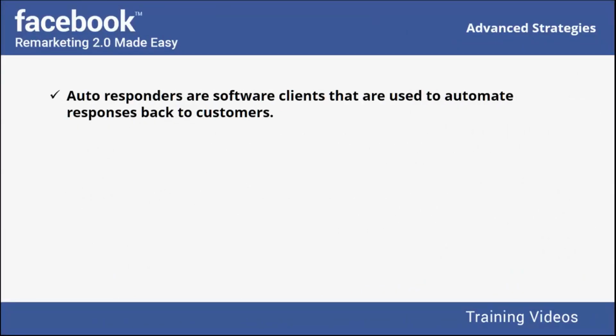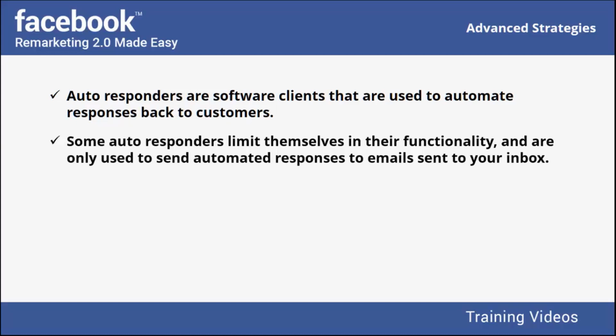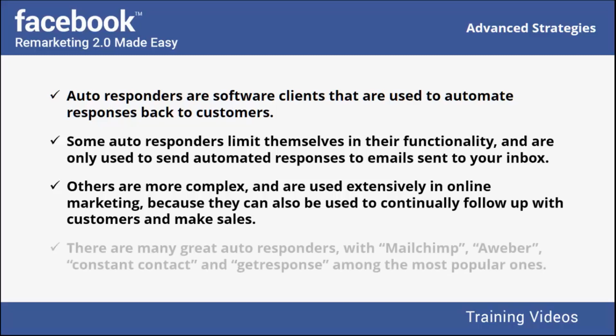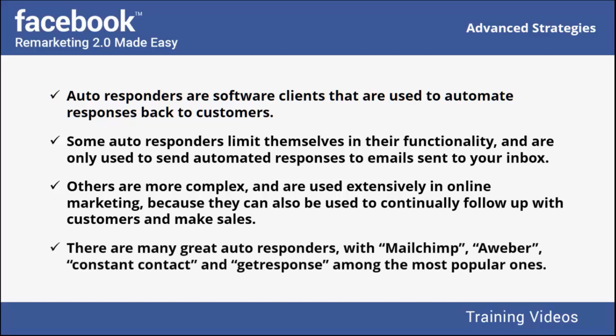Autoresponders are software clients that are used to automate responses back to customers. Some autoresponders limit themselves in their functionality and are only used to send automated responses to emails sent to your inbox. Others are more complex and are used extensively in online marketing, because they can also be used to continually follow up with customers and make sales. There are many great autoresponders, with MailChimp, Aweber, Constant Contact, and GetResponse among the most popular ones. You can use any of those autoresponders to see who is not opening your emails.